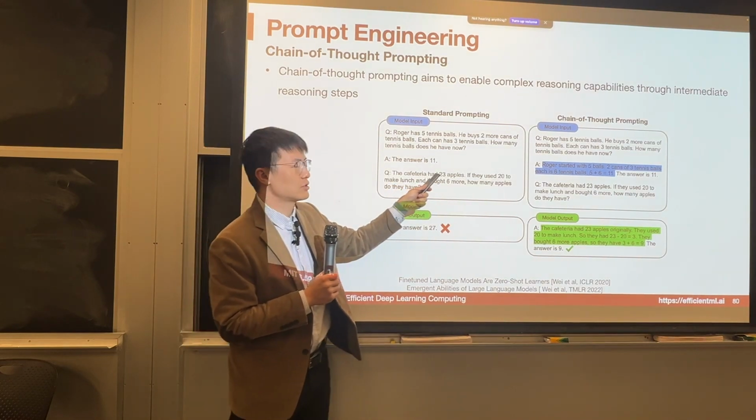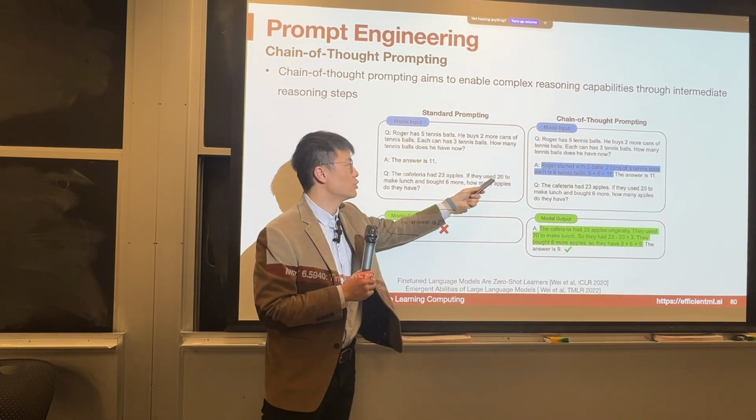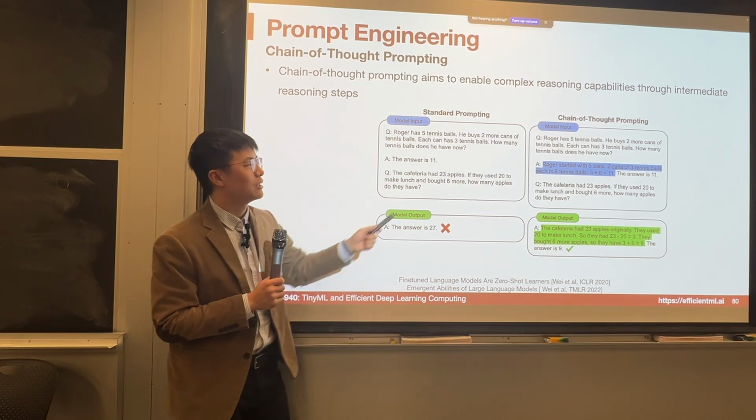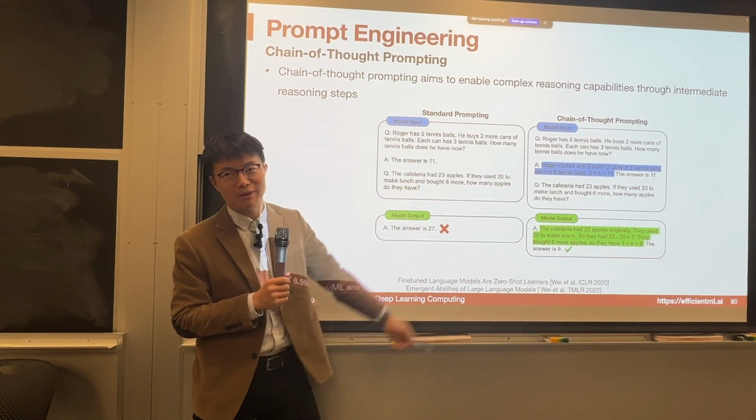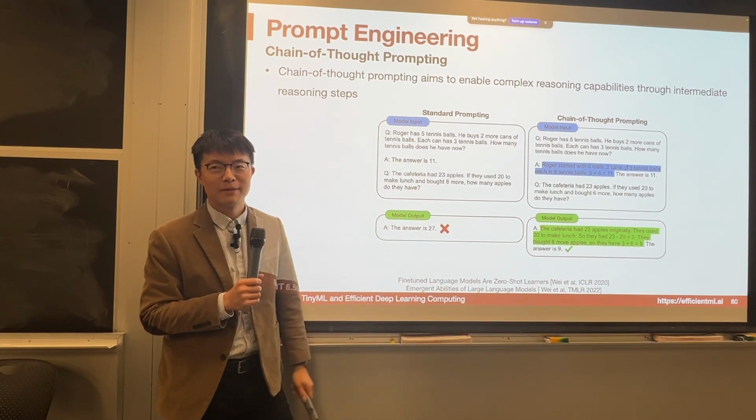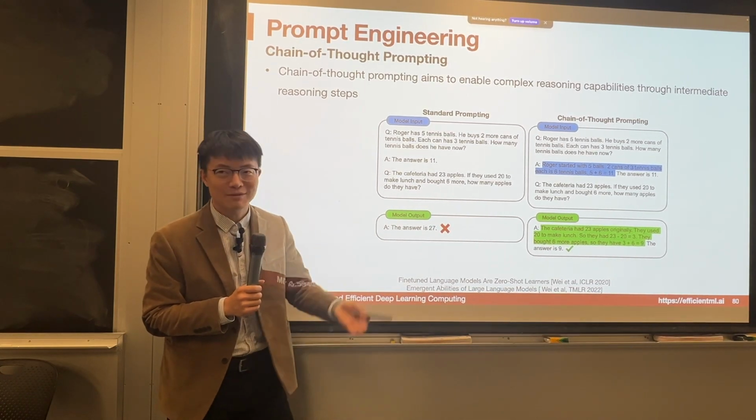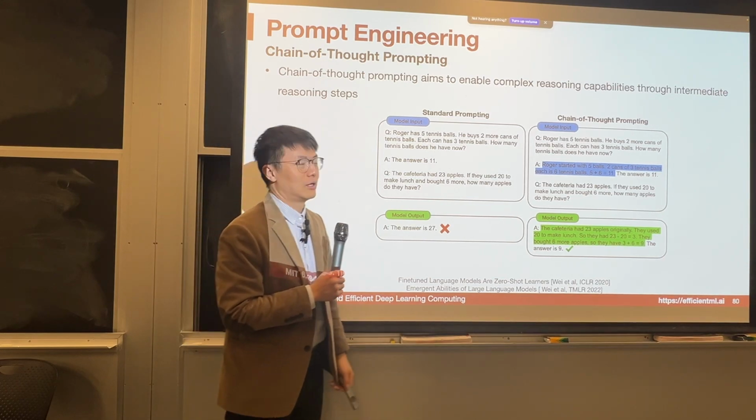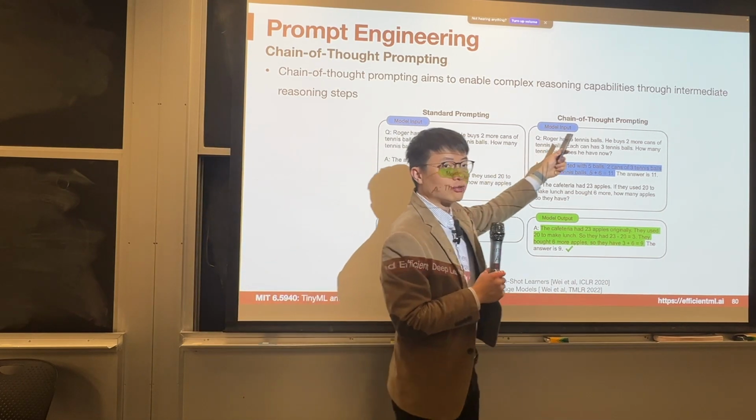The cafeteria has 23 apples. We used 20 to make lunch and bought 6 more. How many apples do we have? The answer is 27, which is wrong. So how do we make it correct? By using the same model without fine-tuning it, just using chain of thought prompting.